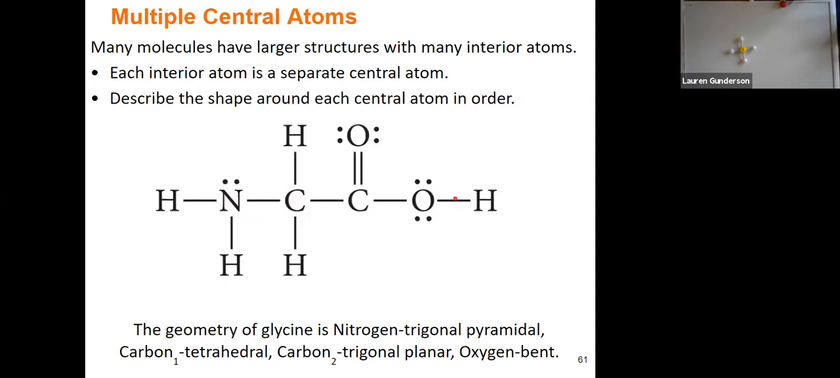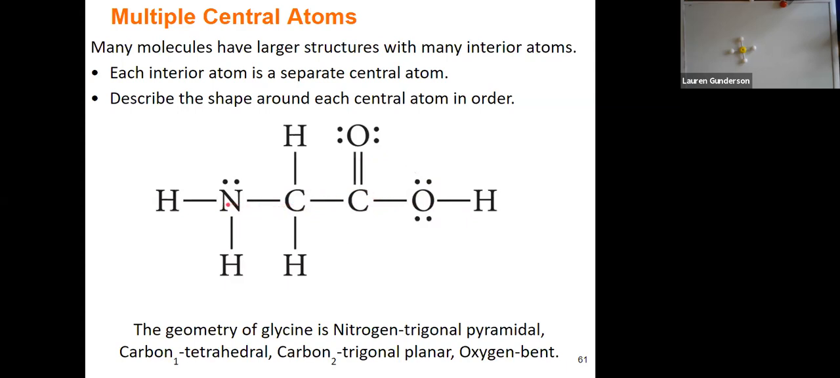Okay, we have a bigger molecule here. This is glycine. So it has 1, 2, 3, 4 central or interior atoms, and we can treat each interior atom as its own central atom, and we can describe each geometry individually.